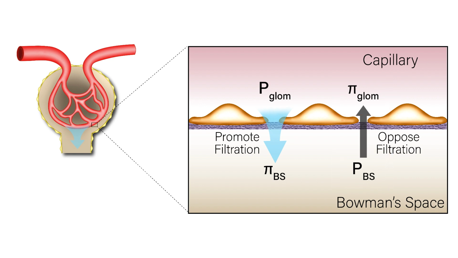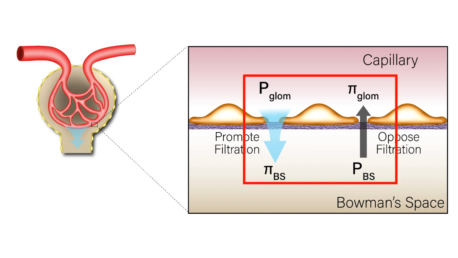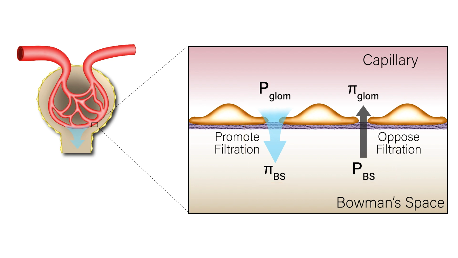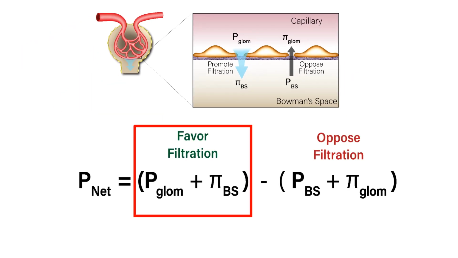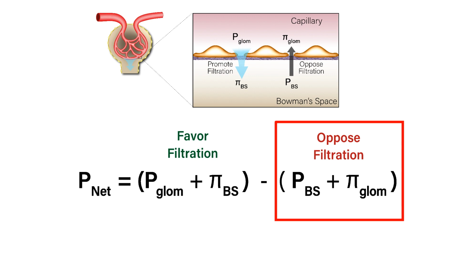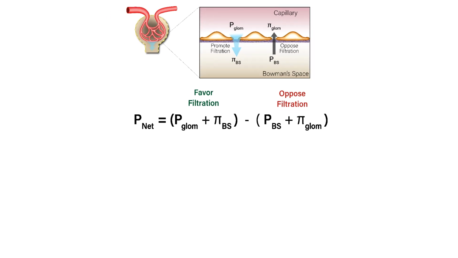The overall net filtration pressure is determined by the magnitudes of each of these individual pressure components. So there are different ways of organizing these components to determine what net filtration pressure is. I like to use this method where I take the sum of the pressures which tend to favor filtration and subtract from them the sum of the pressures which tend to oppose filtration. Let's walk through an example using some reasonable pressure values.